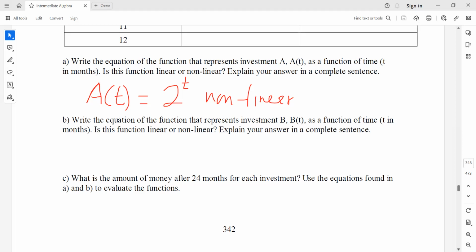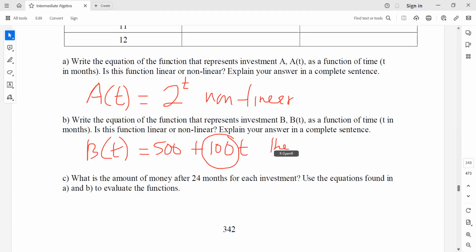All right, what about B? Write a function that represents investment B, B of t. Now for B of t, if you remember, we started with 500, and then each month is going to increase by $100. And this is linear, right? Why? Because the average rate of change is constant, right? 100 every time. And remember, that is the slope, right? The average rate of change is constant.